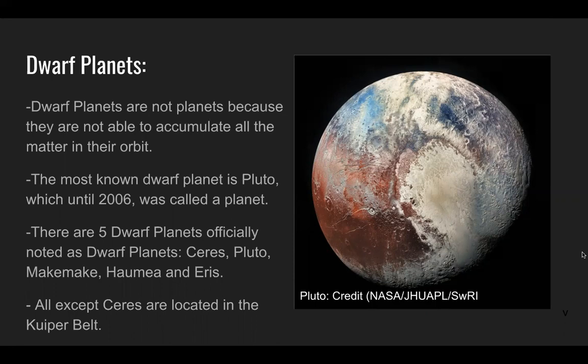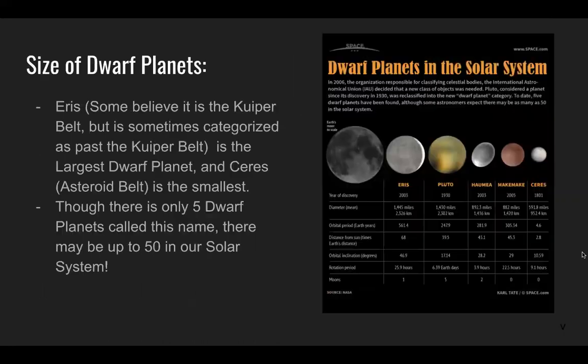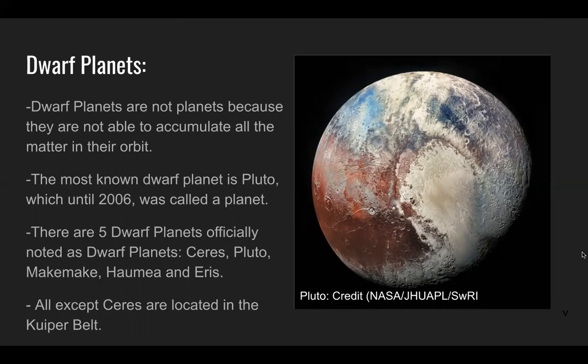All except Ceres are located in the Kuiper Belt. We'll talk about that. Kuiper Belt's how it's pronounced. And if you go back, that image is great. I know it looks fake, but we actually had a really close flyby of Pluto. That's a real image. It's been colored in a bit, but it's pretty cool. Yeah, I find that so cool.